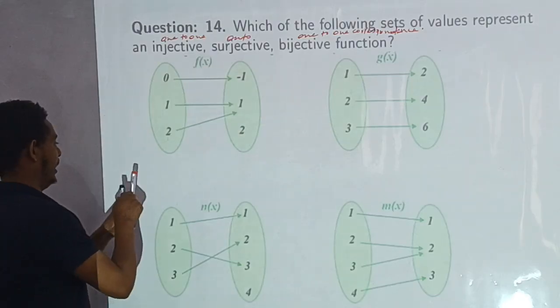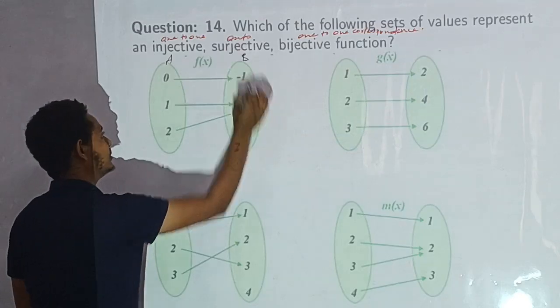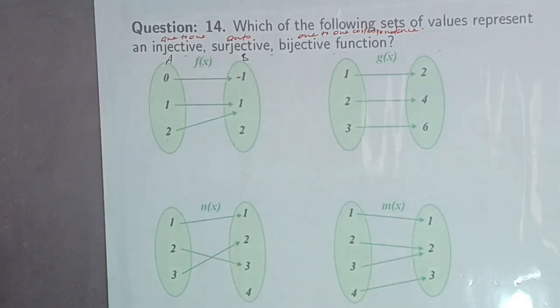So this is the first one. Assume this is a function that maps from A to B. So f of x is from A to B. Is it one-to-one? Is it onto, or is it a one-to-one correspondence? Let's check.